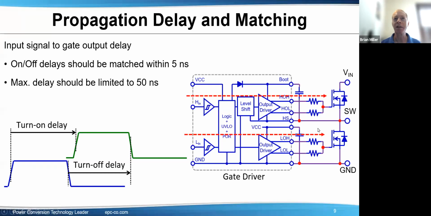So for example, if you set the dead time at 2 nanoseconds and the gate matching is 5 nanoseconds, you could possibly have cross conduction. Maximum gate delay should be limited to 50 nanoseconds. That helps with the loop performance and overall performance, feedback into your controller. So this little graphic illustrates turn on delay from when this input signal comes to the output signal.